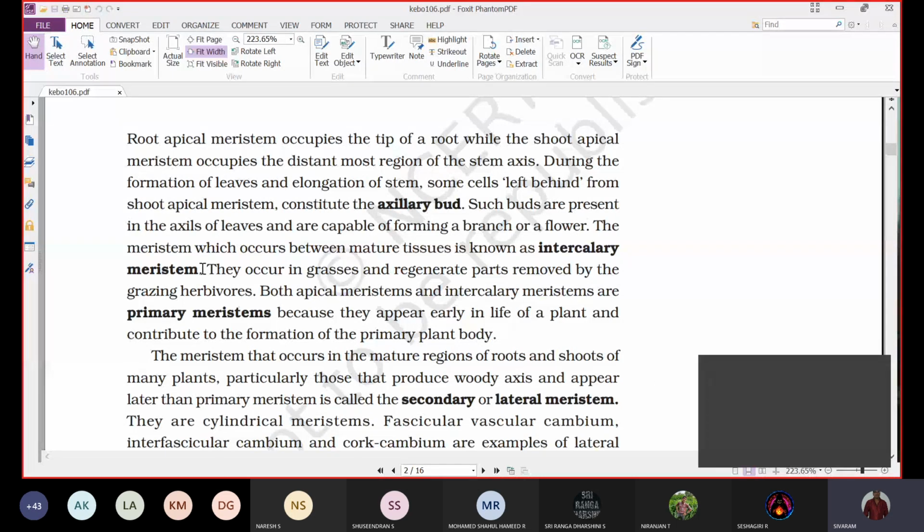This meristem is developed in the early days of plant development and is responsible for the formation of primary tissues. That's why these two meristems, the apical meristem and intercalary meristem, are called primary meristems, because they are involved in the formation of primary tissues, which make the primary plant body.